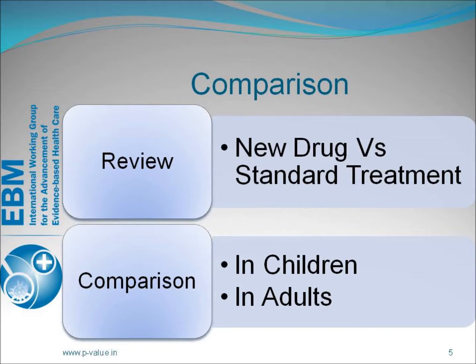Evidence-based healthcare stimulates us to convert our clinical queries into PICO statements, where P stands for patient, I stands for intervention, C for comparison, and O for outcome. Just for example, we are doing a review comparing a new drug intervention with a standard treatment control. We have two comparisons under the review, that is in children and in adults. These are the different patient or setting scenarios. Each review may have one or more comparisons based on the criteria decided by the authors.